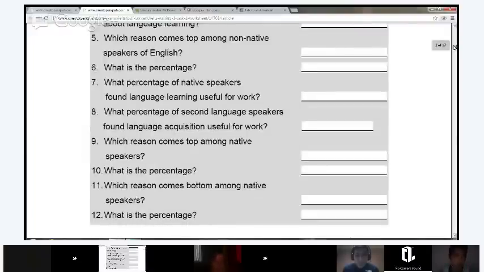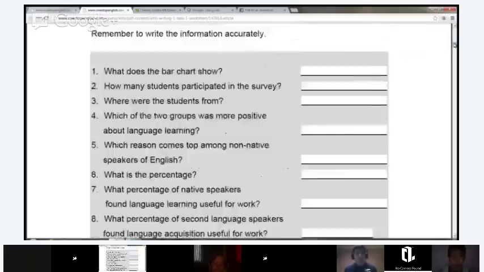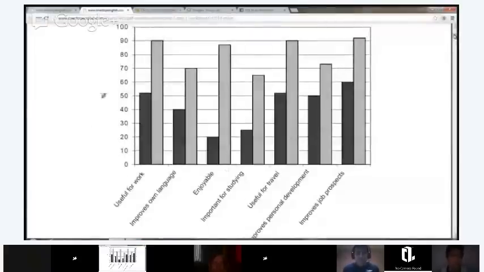What percentage of native speakers found language learning useful for work? Native speakers. What percentage of native speakers? Like 30%? 50%. 52. Yeah, 50, 52. Yeah, exactly. Good.